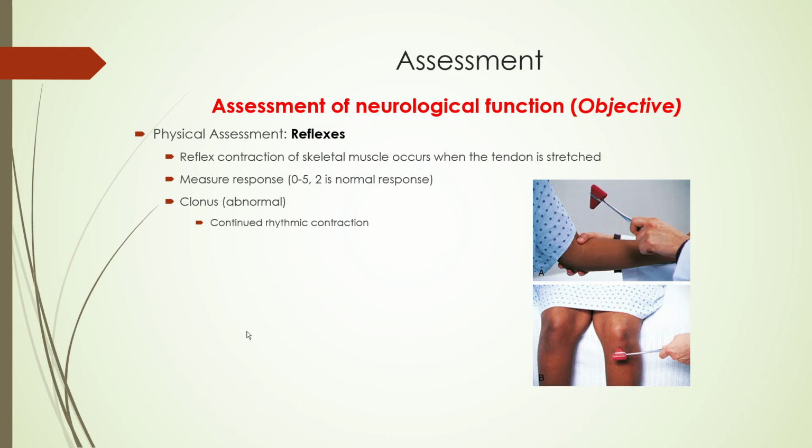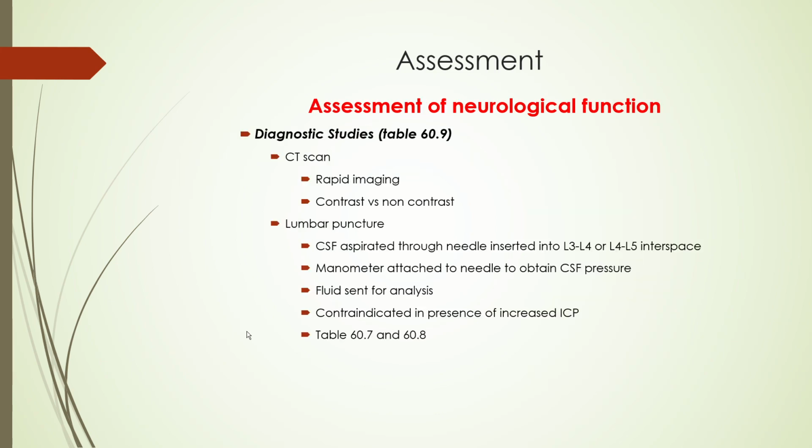And when we do it, the value is 0 to 5, and 2 is a normal response. If a patient has what's called clonus, which is an abnormal finding, that would be a continued rhythmic contraction. So clonus is continued reflexes, and so that would be abnormal and oftentimes associated with an abnormal neuro condition.